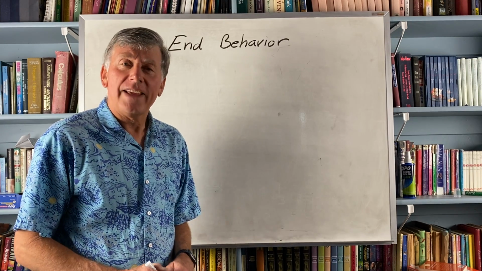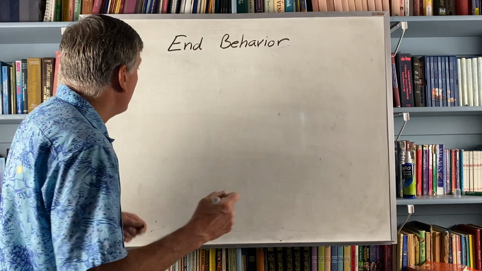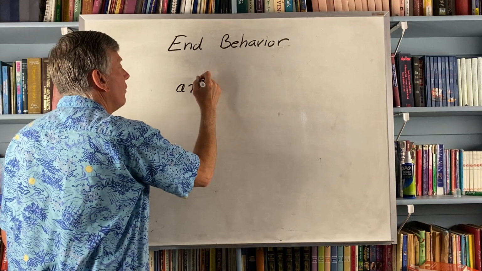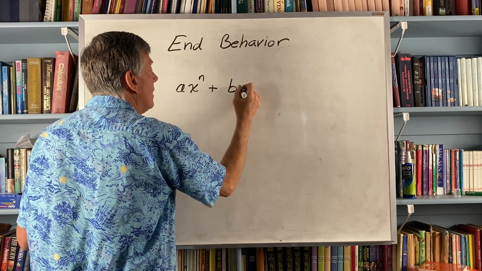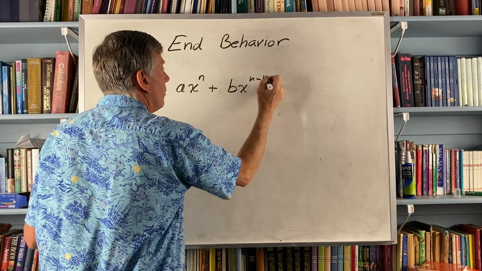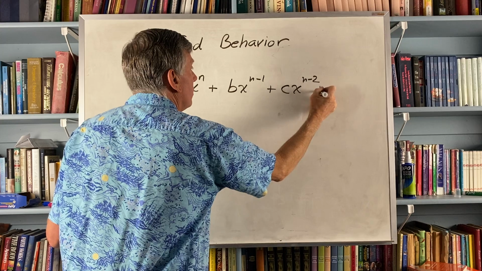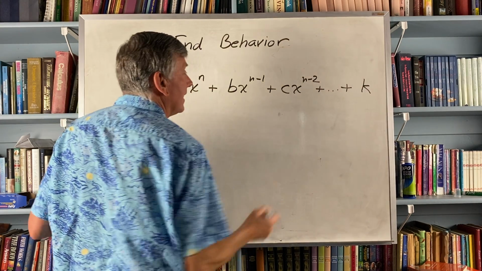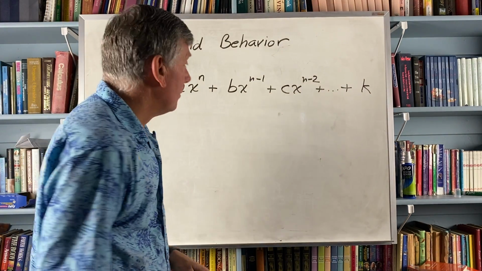We're going to talk about end behavior with polynomials. The typical polynomial in general form is ax to the n plus bx to the n minus 1 plus cx to the n minus 2 plus ... and some final constant k as we get down to just a simple number.